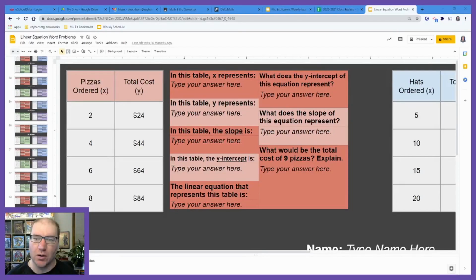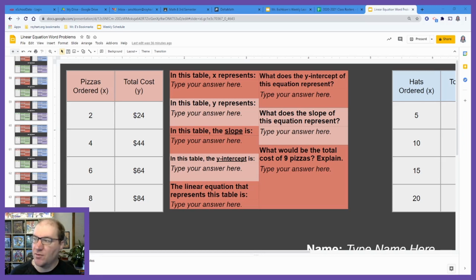In this video, I'm going to go through 4 linear equation word problems with you. So the first one on the screen shows the table has X, the number of pizzas that are ordered, and the Y column shows the total cost. So you can see that the number of X's is increasing by 2, and the number of Y's is increasing by 20, right? So let's answer this first question here.